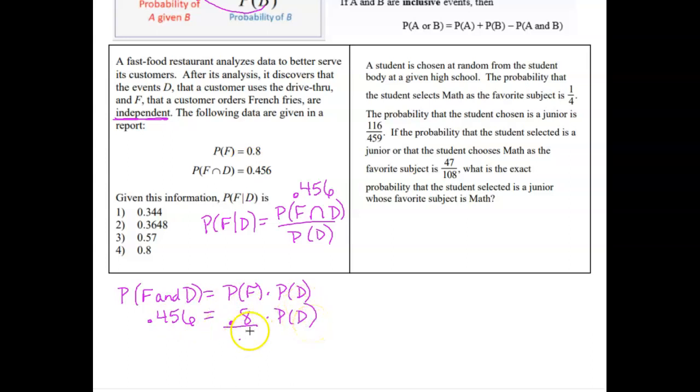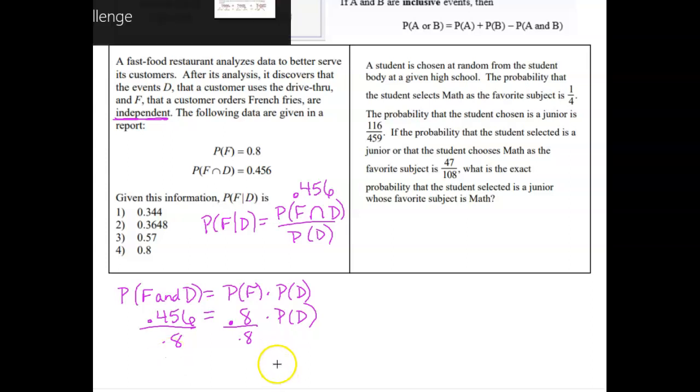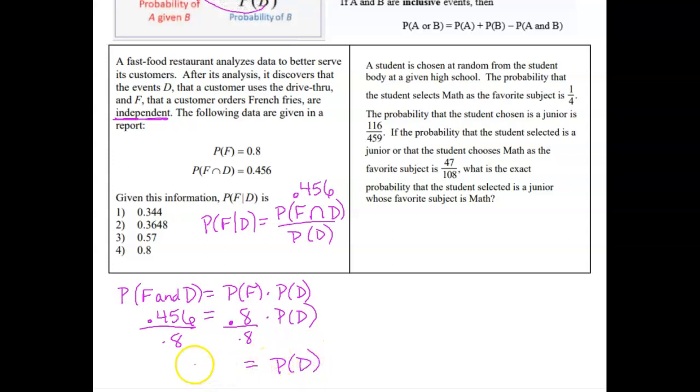So if we divide both by 0.8, so 0.456 divided by 0.8 is, P of D equals 0.57. And so that's what we want to plug in here. So P of D equals 0.57. There is no way to logically find that without using the formula. So now we'll do 0.456 divided by 0.57, which is 0.8. Okay, it is a coincidence that those are the same.